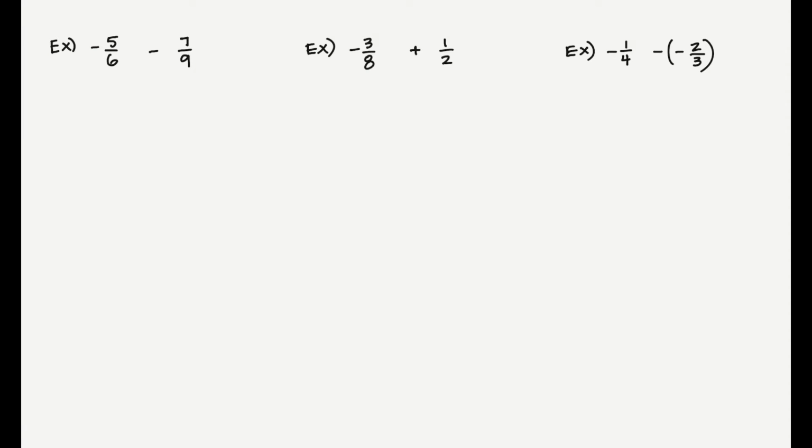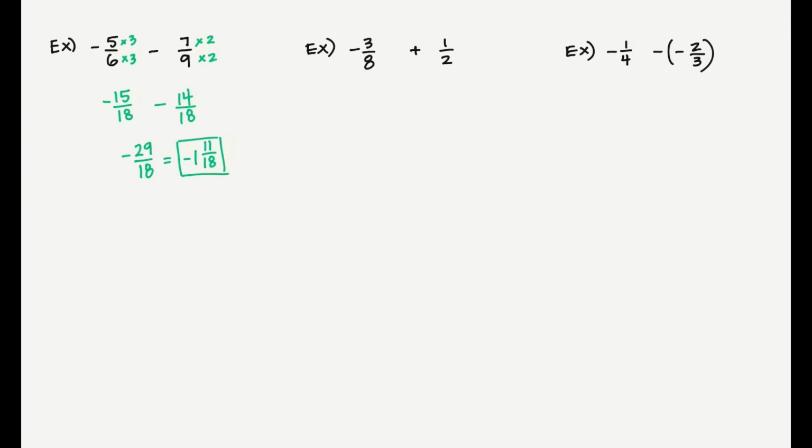-5/6 minus 7/9, so I have a 6 and a 9. The least common multiple is 18, so I'm going to multiply the first by 3 and the second one by 2. So I have -15 over 18 minus 14 over 18. So now I'm thinking -15 minus 14 is -29. And because it's an improper fraction, I'm going to rewrite it as -1 and 11/18.